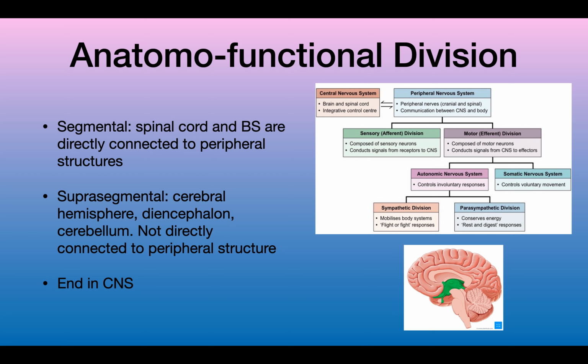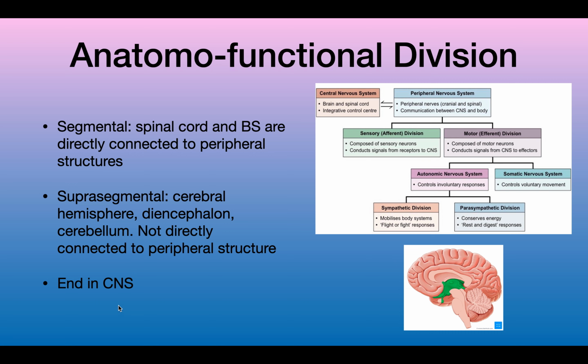Hello, everybody. Welcome back. Let's go through just the very basics of neuroscience embryology. Remember there's the central nervous system and the peripheral nervous system, and we can organize it into the segmental. Segmental is basically the CNS, where the spinal cord and the brainstem are directly connected to the peripheral structures. The suprasegmental would be the cerebral hemisphere, the diencephalon, and the cerebellum. Those do not directly connect to the peripheral structures.